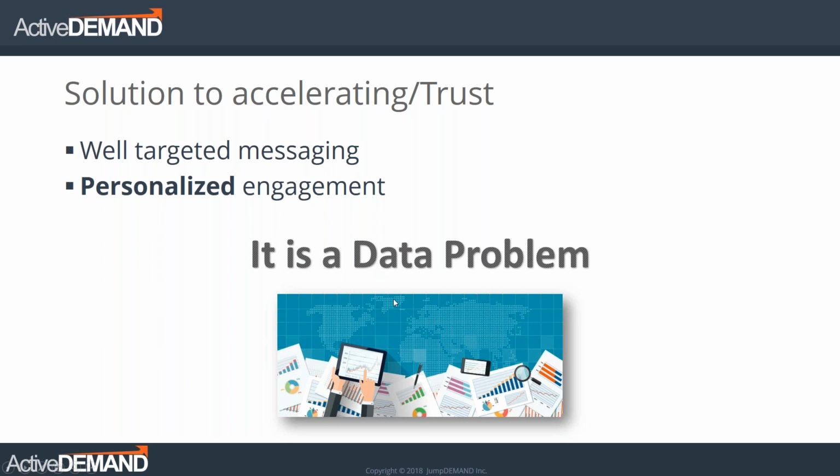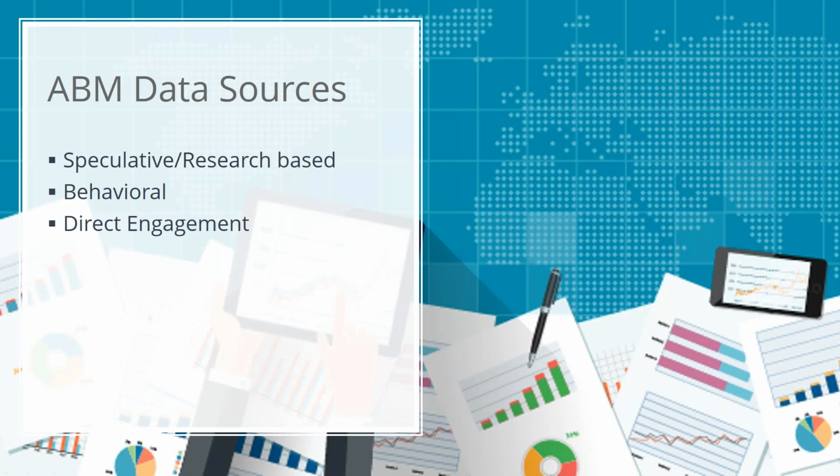So if I think about data, data is extremely important in account-based marketing. And really, if we look at the types of data available to us as strategists and executioners, as marketers rather, I categorize the data into three different categories: speculative or research-based data, behavioral data, and direct engagement data.